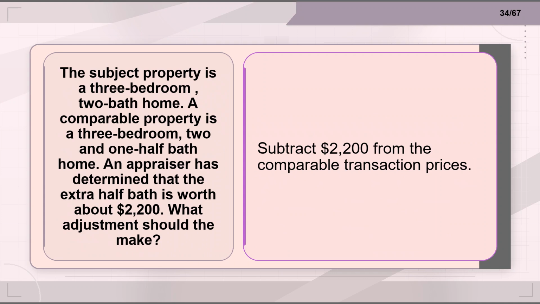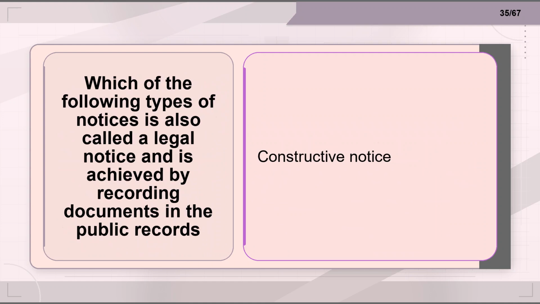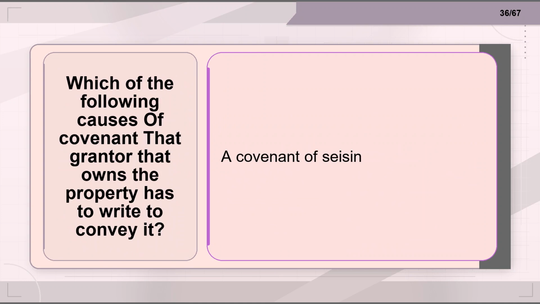What adjustment should they make? Definition: subtract $2,200 from the comparable transaction prices. Flashcard 35. Term: which of the following types of notices is also called a legal notice and is achieved by recording documents in the public records? Definition: constructive notice.